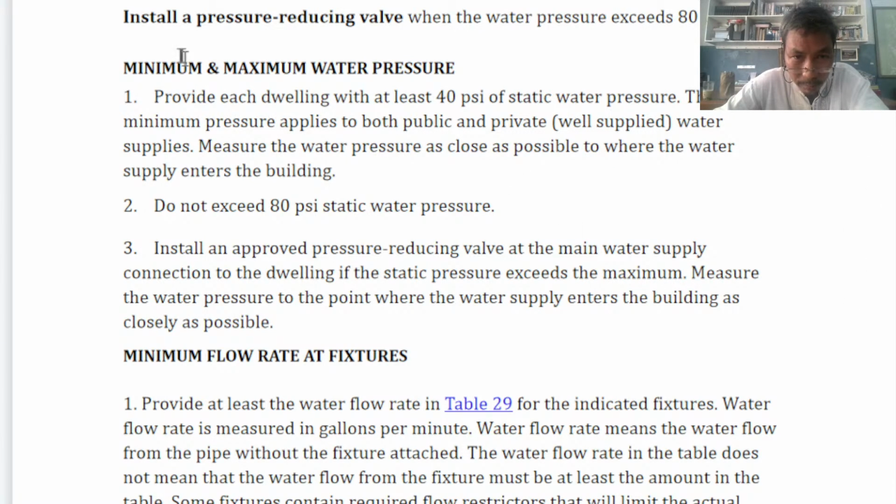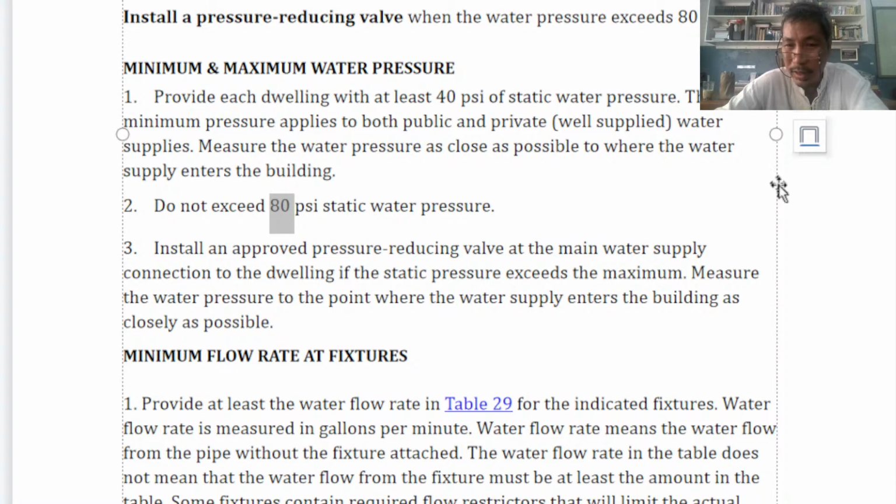So, minimum and maximum pressure for dwelling. What do we mean by dwelling? We mean residential area. For residential area, we only need 40 psi minimum, 40 psi static water pressure. The minimum pressure applies to both public and private water supplies, measured as close as possible to where the water supply enters the building. So that is how we measure the pressure of water. Do not exceed 80. So really, it is about 40 to 80, because 80 is becoming dangerous.